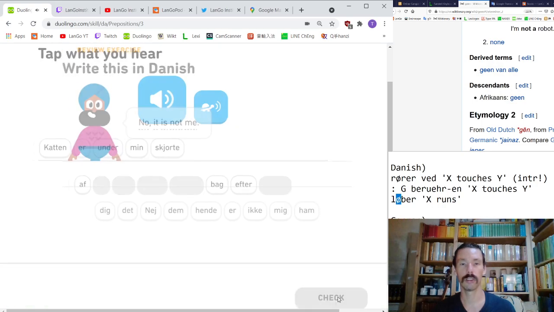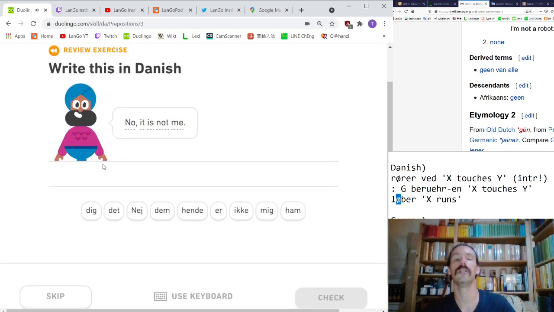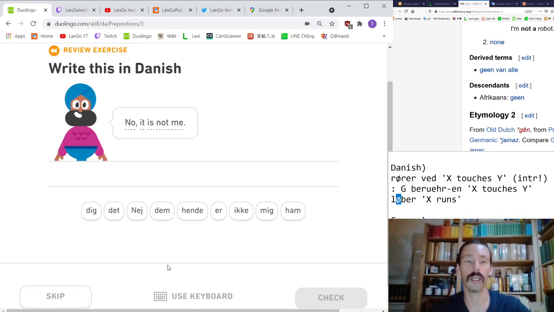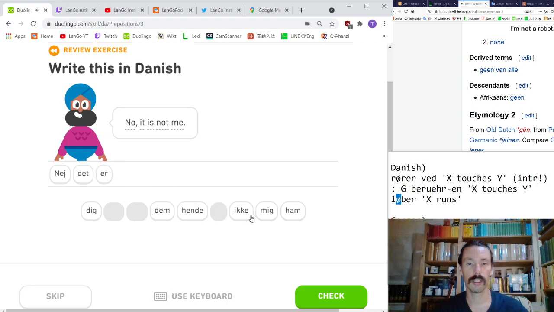Skjorte. Nej, det er ikke mig. Det er ikke jeg. Nej, det er ikke... oh, the object form, look at that. Mig. Like English and just like Polish. Danish, German.